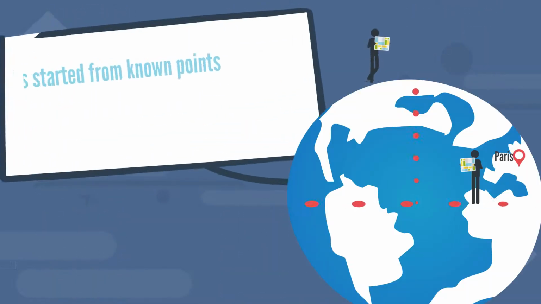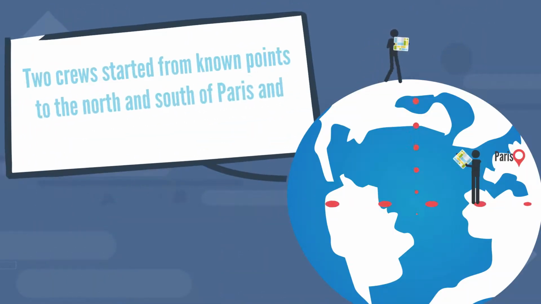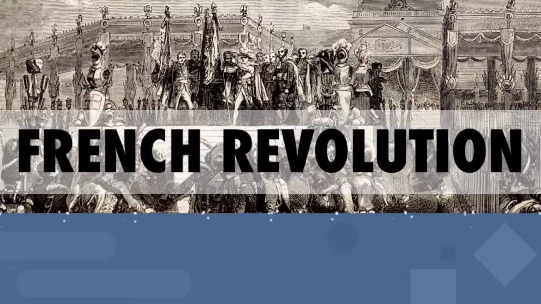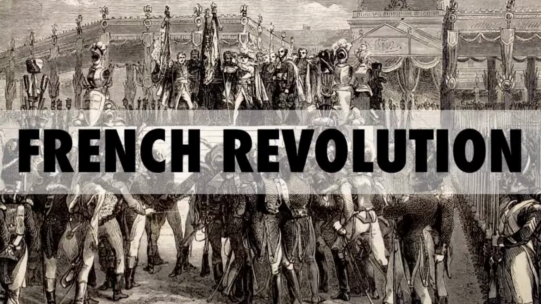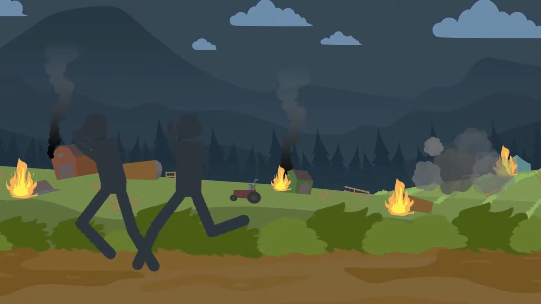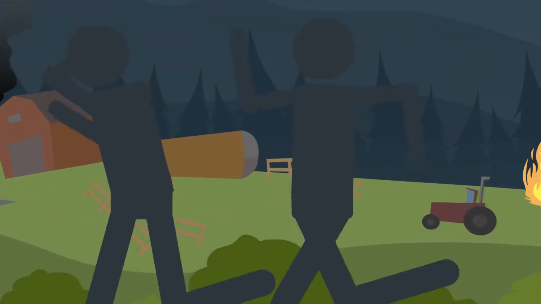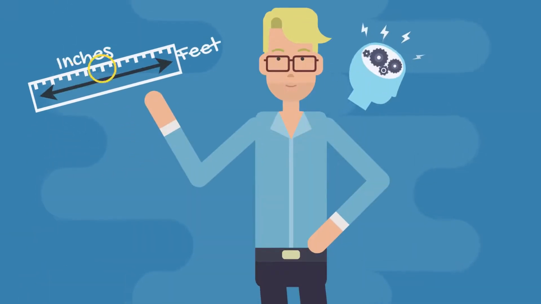Two crews started from known points to the north and south of Paris and worked to the center. However, this was during the turmoil of the French Revolution. Their lives were in danger many times, both when they were thought to be royalist sympathizers or patriot revolutionaries. Their measurement in royal feet and inches was surprisingly close considering the circumstances.